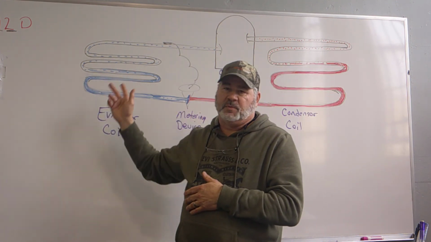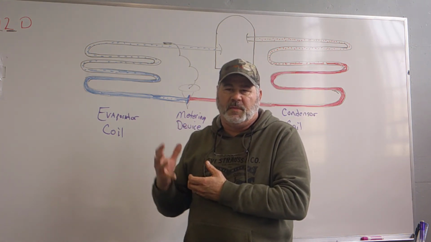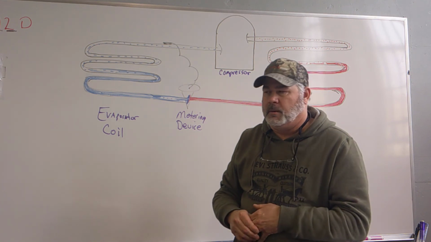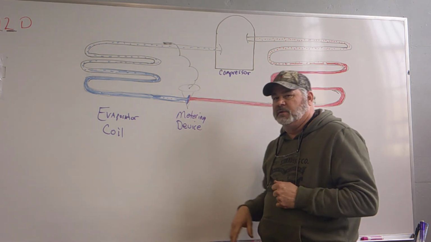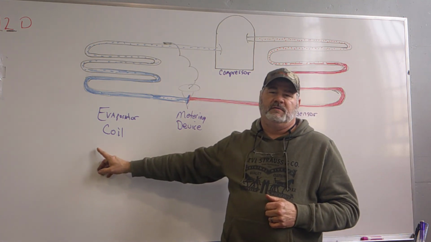As it goes through the evaporator coil, it's colder than the air being blown across the coil, so therefore it absorbs heat from that air and leaves you with cool air. Again, the four main components of the refrigeration system are the compressor, condenser coil, metering device, and evaporator.